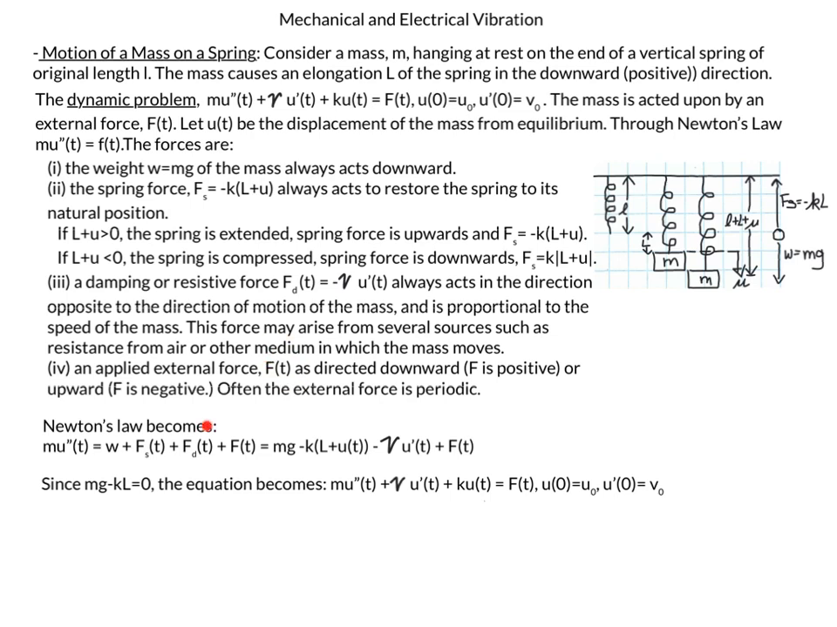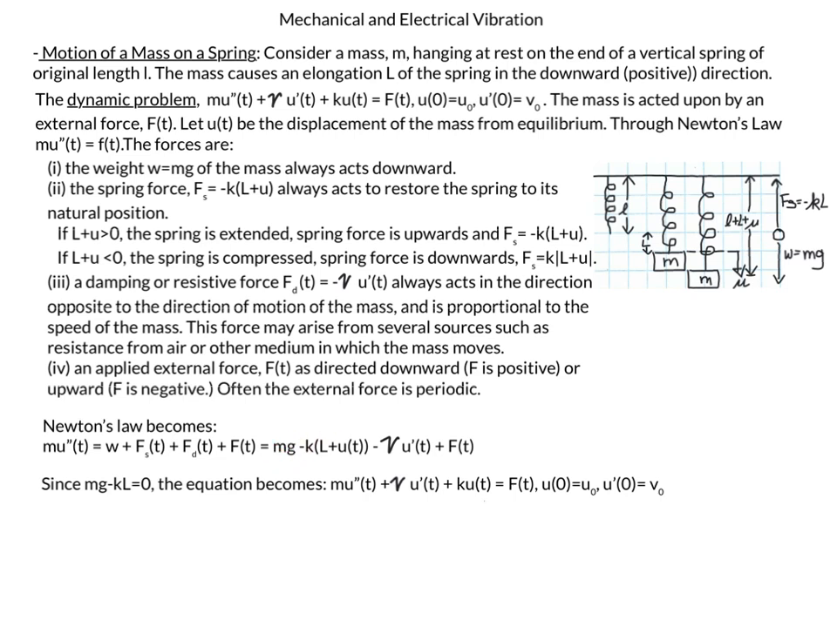Anyway, Newton's law then becomes, again, forces equal mass times acceleration. So we have the forces of weight, the spring force, the damping force, and the external force. Plugging in our parameters, weight is equal to mg, our spring force is minus k times (L plus the displacement), and our damping force is minus gamma times the velocity, plus the external force. Since mg minus kL equals 0, that cancels this term and this term out.